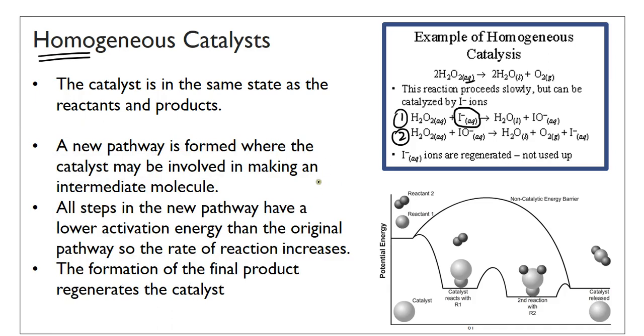Anyway, so a new pathway is formed, and all steps involved in the new pathway have a lower activation energy than the original. And this is also very interesting because in this particular case of the homogeneous catalyst, it actually did participate in the first reaction and then it gets reformed in the second one. So overall, it's still not consumed, which is why it still fits the definition of a catalyst. But it does actually participate in the reaction at one point. So the iodide that you start off with is probably not the iodide that you finish with.